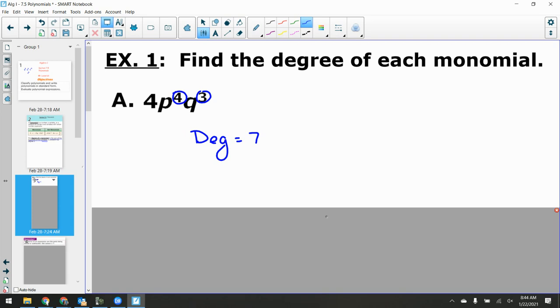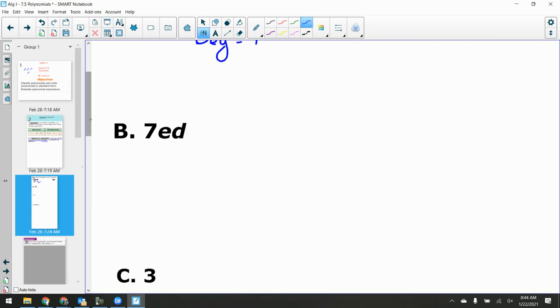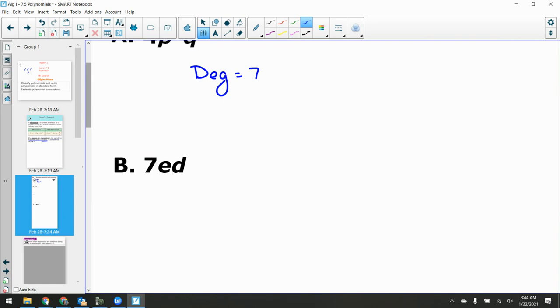You might be tempted to say 8 because we could write a first power on 4, but you don't count the powers on the numbers. You only count them on the variables. 7.